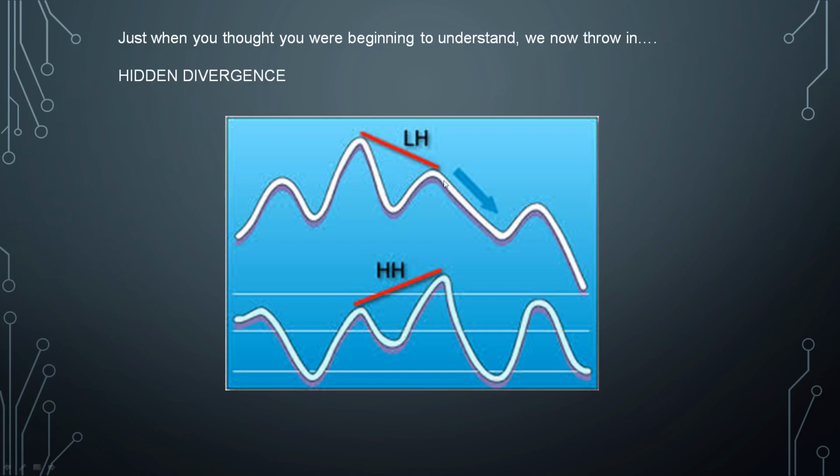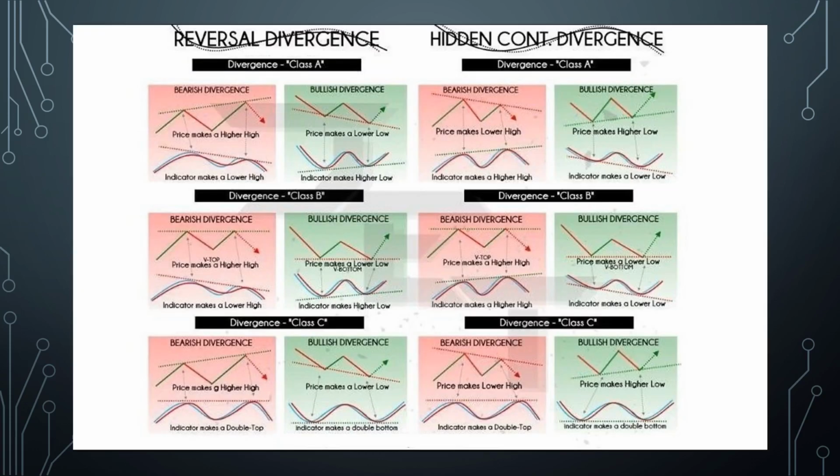So you have a lower high on price, but you actually have a higher high in your momentum indicators. This is called hidden divergence because the momentum is strong behind that trend, but you just simply cannot get the price. Technically, it tends to result in a change or a reversal in price, temporarily at least. Okay, that's hidden divergence. And again, there are Class A, B, and C, which I'll show you shortly.